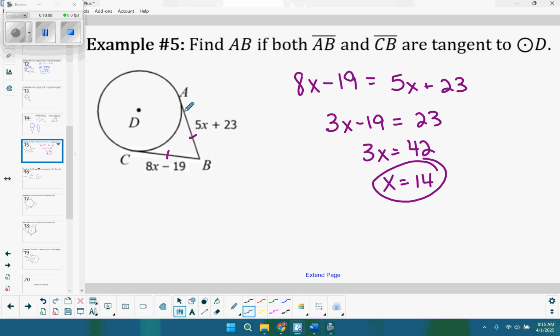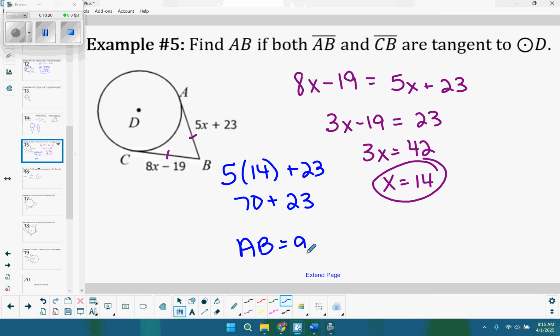They're asking me to find AB, so we'll plug it back in here. So 5 times 14 plus 23, 70 plus 23, so AB would equal 93. And I probably should just double check my math on this stuff. I think we're good.